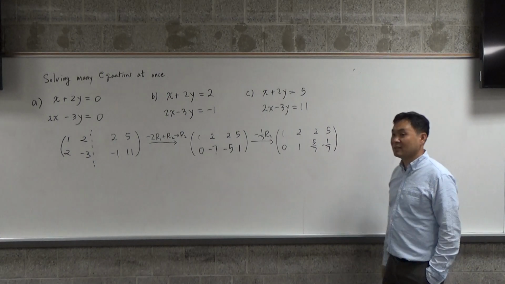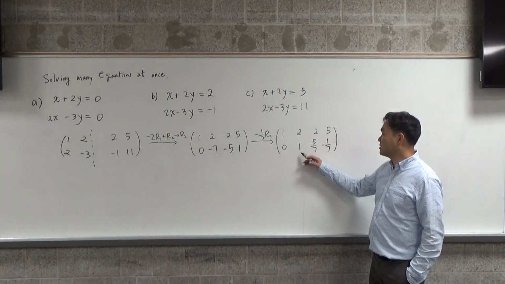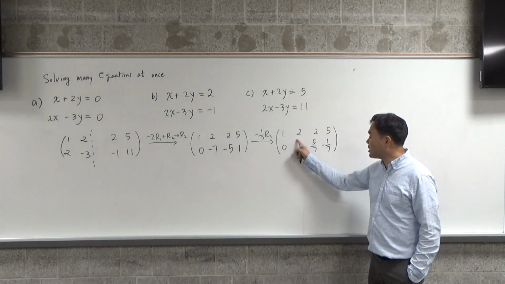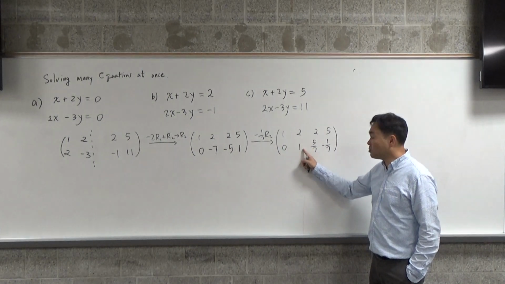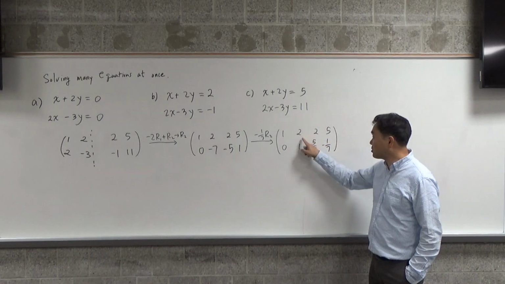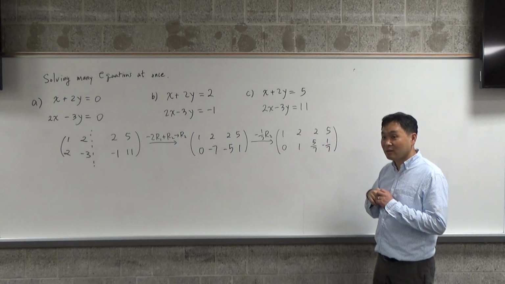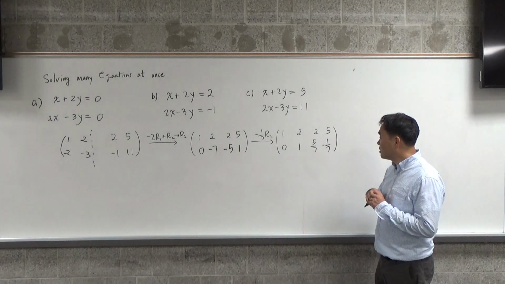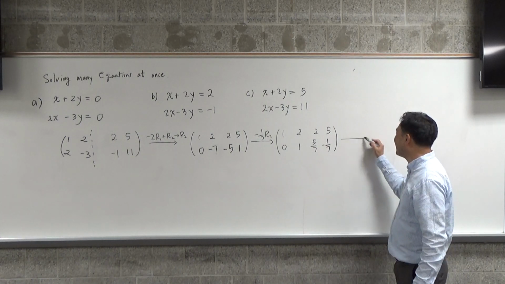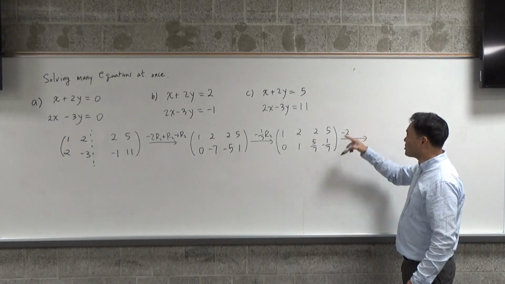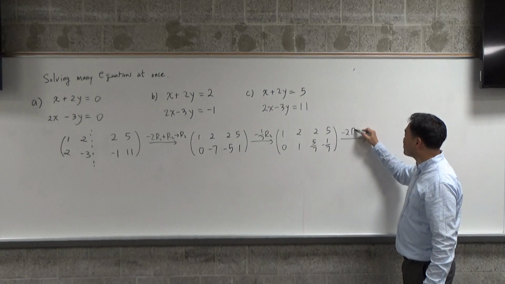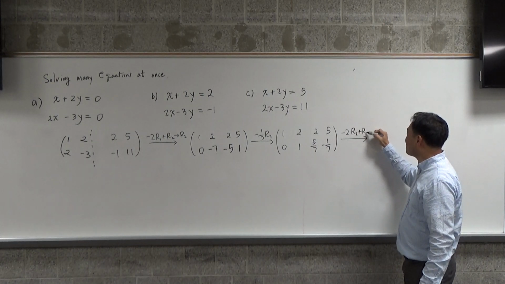Negative 2 times R2 plus R1. No, no, no. You use this one. Whenever you get the pivot, you subtract off some multiple of that to the other rows to create zeros there. Okay? I said negative 2 times R2 plus R1. Oh, sorry, you're right. I thought you said negative 2 times R1. Okay, good, good. So you do negative 2 times R2, add to R1, go to R1.